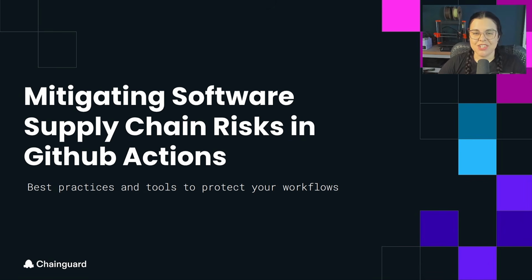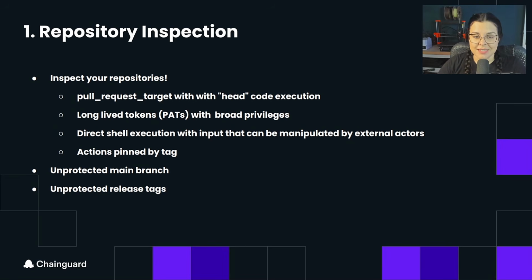In this short presentation, I will share 5 strategies to mitigate software supply chain risks in GitHub Actions. So the first thing you should do is inspect your repositories for insecure defaults and other bad practices. For instance, using pull request target with head code execution, or using long-lived personal access tokens with broad privileges, direct shell execution that can be manipulated by external actors, and also actions pinned by tag. These are some things that you should look for. I will talk a little bit more about each of these things.